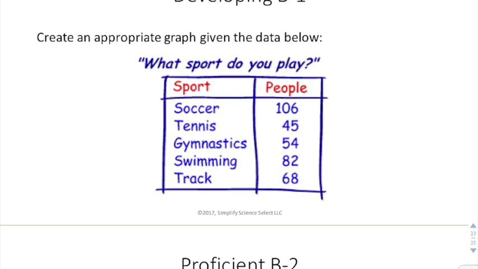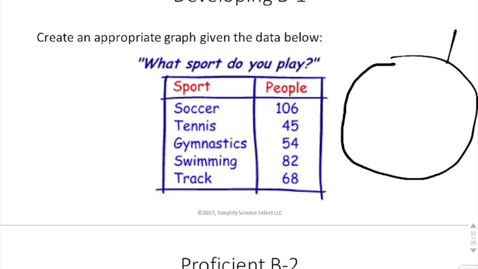And it says, well, you've got a total number of people, and because you have a total number of people, the best bet would be a pie chart because you're comparing a total. So if you were to make a pie chart, you could say, this is soccer, and you could say tennis, gymnastics, swimming, and track.